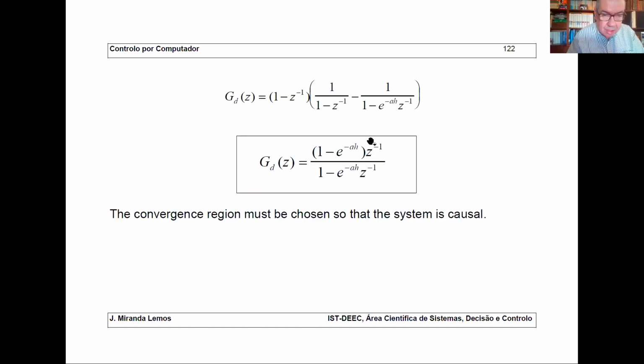And now you have this transfer function. It's written in z minus one, but if you multiply on the top and at the bottom by z, you get one minus exponential of minus ah, and this disappears, and here you have z minus e of minus ah, and this z minus one disappears. So, where is the pole?